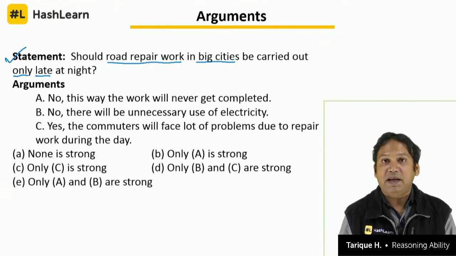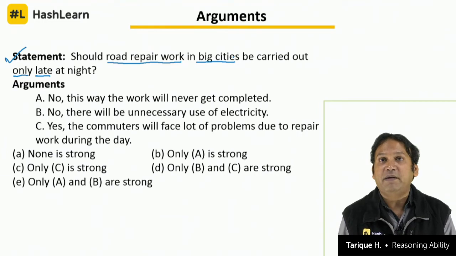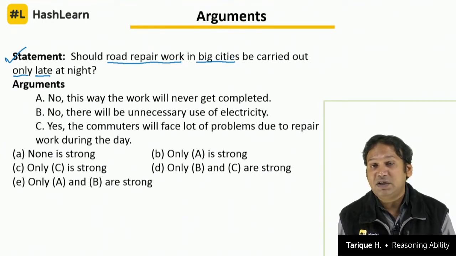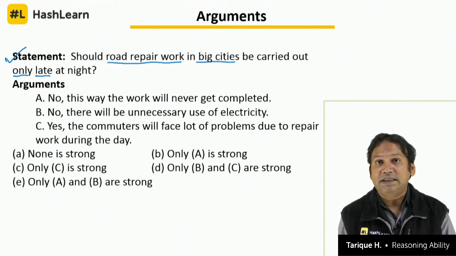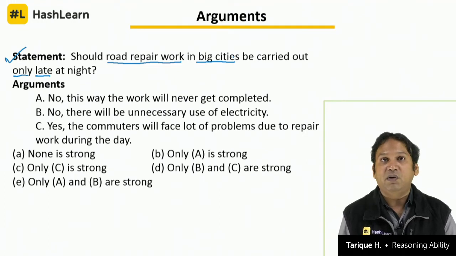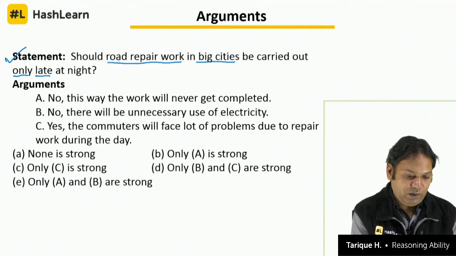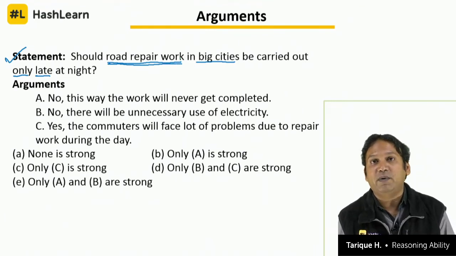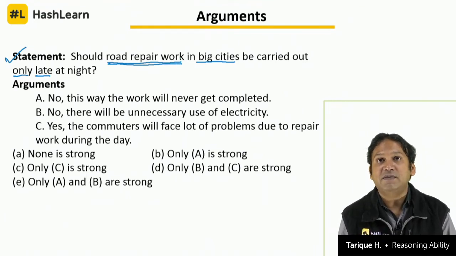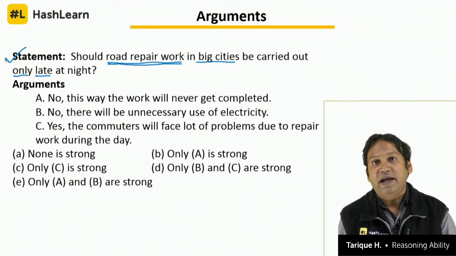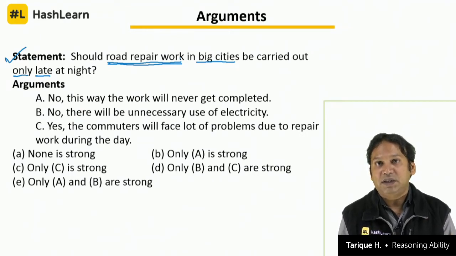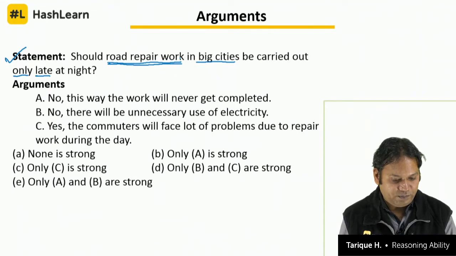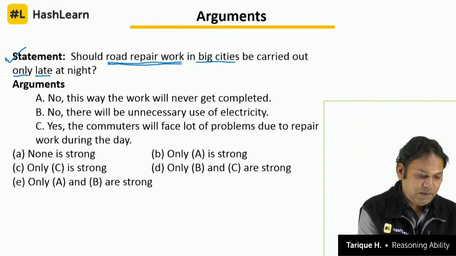Big cities means people have to go to office and come back. Cities mostly have a lot of traffic. People work in the day, work in the night. So think about the city concept, not a small town or village. Road repair work can be an inconvenience for commuters. So why is road repair work a major point here? Because it signifies an inconvenience to people, sound and other such things also. It becomes more important when it is done only late at night.